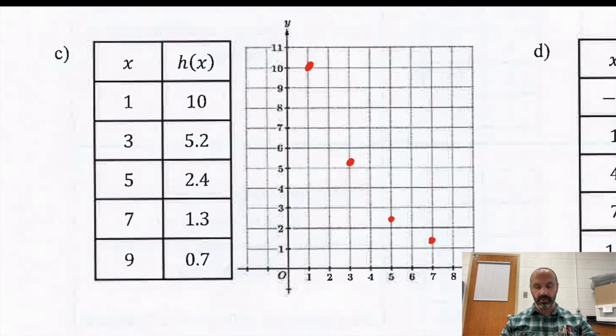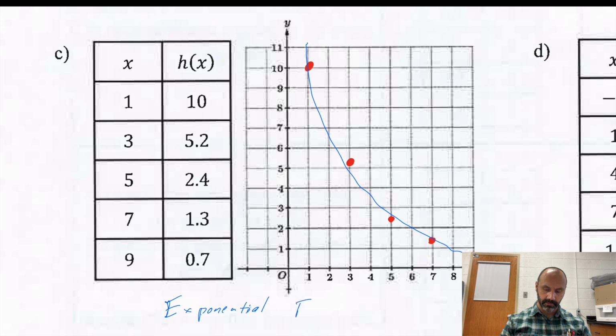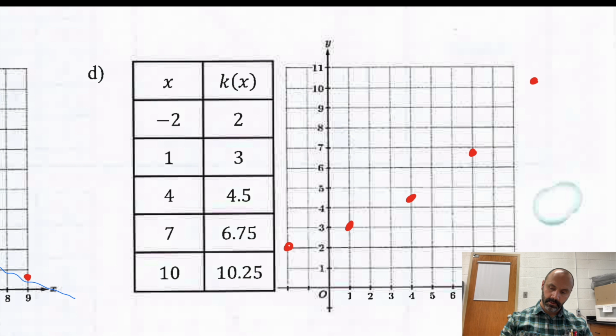1C, this one is going down, but it doesn't look like it's going in a line. It looks like it's going in an exponential style down. So this one is exponential. This would be decay if it asks for it. And then D, going up, so this is exponential growth.